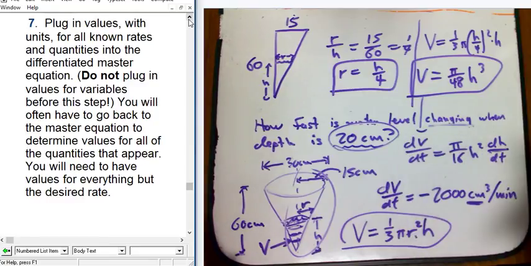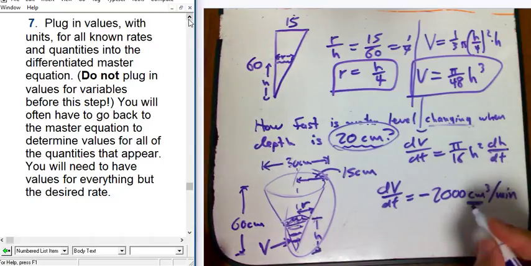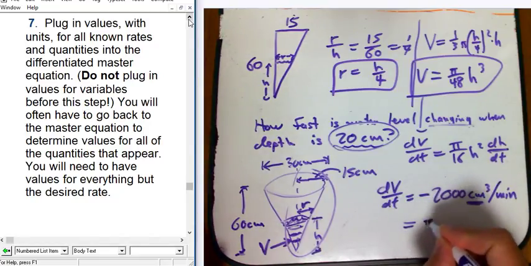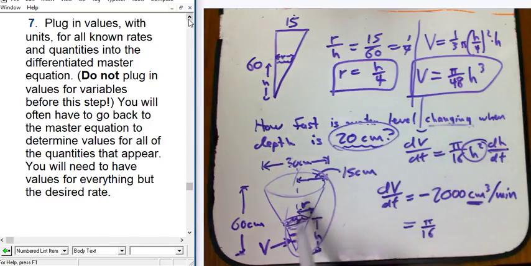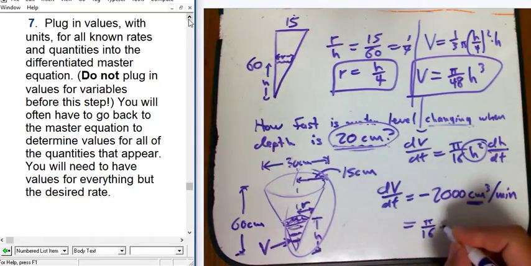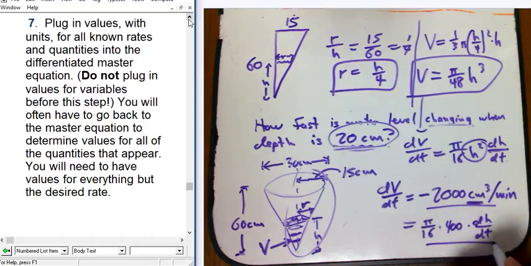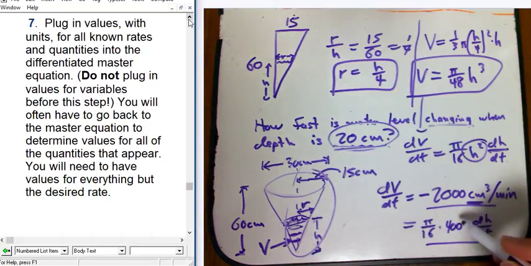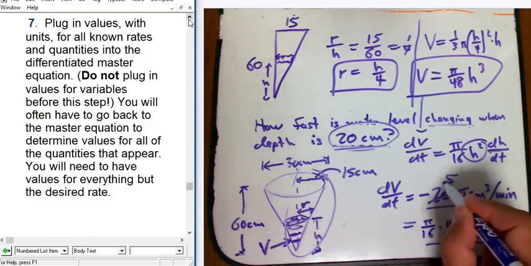So finally we can use that. Minus 2,000 cubic centimeters per minute is pi over 16. Now we plug in the fact that at the instant we care about, the depth is 20 centimeters, so that's finally where we can plug that in. So 20 squared is 400 times dh/dt. Okay, we can do some cancellations there. A 400 nicely cancels that down to just a measly 5.